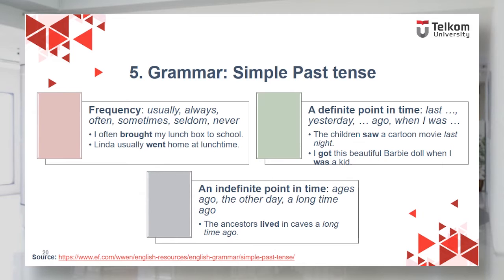A definite point in time, such as last, yesterday, ago, when I was. Examples: The children saw a cartoon movie last night. I got this beautiful Barbie doll when I was a kid. An indefinite point in time, such as ages ago, the other day, a long time ago. Example: The ancestors lived in caves a long time ago.